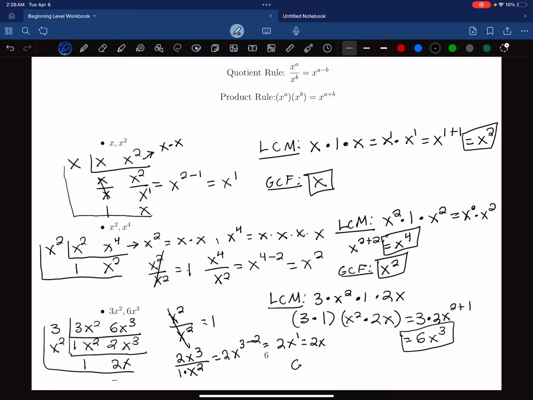And then we have our greatest common factor, which is the product of the things on the side here, which is a 3, and then times x squared. And this is just 3x squared. And that's our answer.